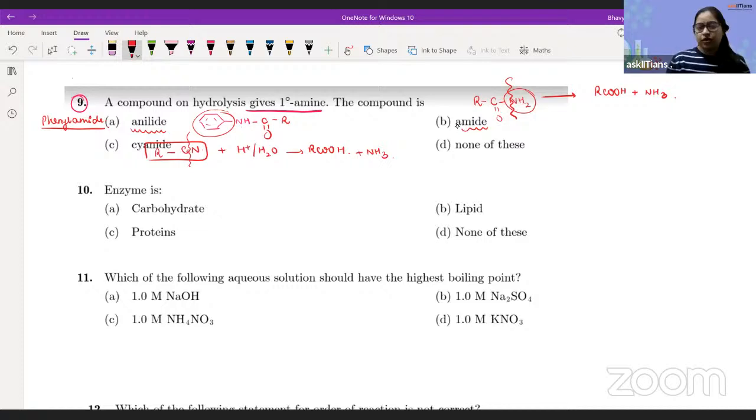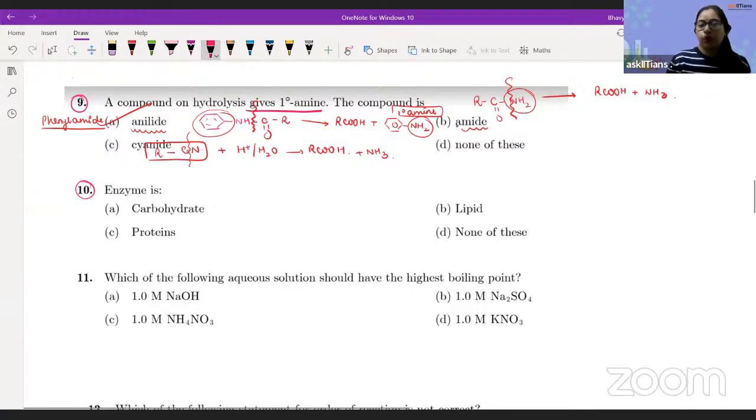If I talk about option A, as I said, this bond is breaking. When this bond is breaking, I'll again get RCOOH, but this time I'm going to get an aniline. Now, aniline is what? Can I say it's a primary amine? It's a primary aromatic amine, but it is primary in nature. So the answer will be A, because I want that compound which on hydrolysis should give me a primary amine, right?